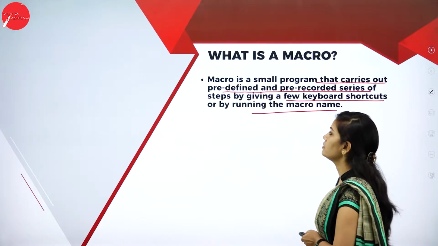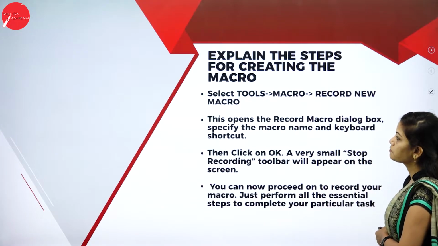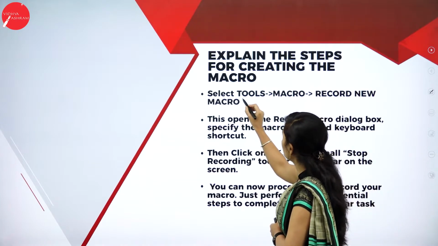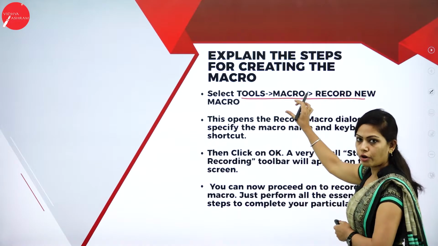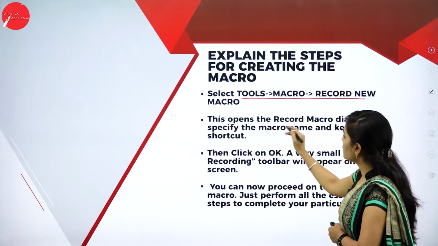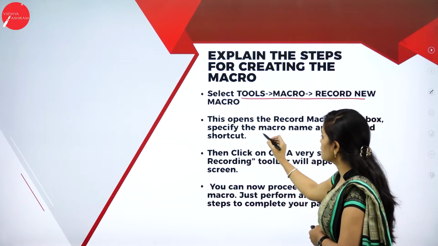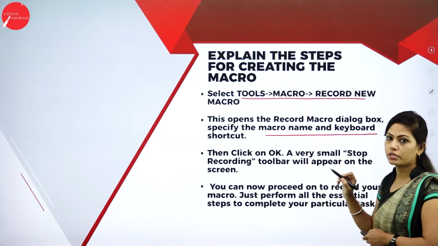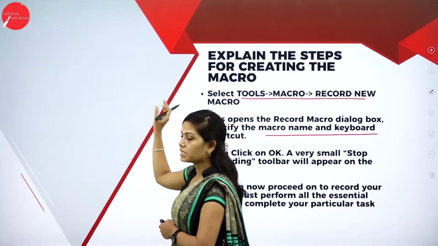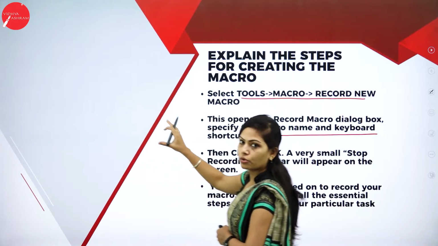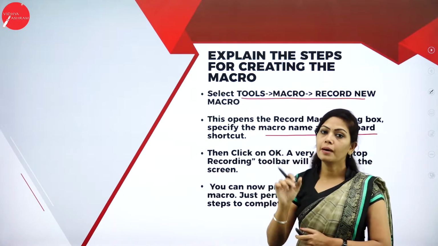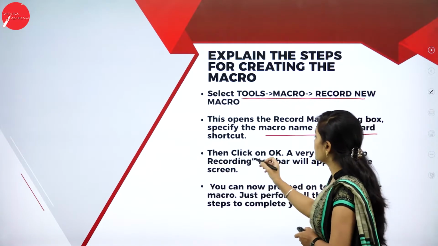So how to open the macros? So explain the steps for creating the macro. 5 marks question. First, select the tools and go to macro option and record new macro. And this opens the record macro dialog box. Specify the macro name and keyboard shortcut. So here you can select the macro options in your tabs and go to the record macro. So you can select record macro dialog box. So you can give the macro names and then click OK.